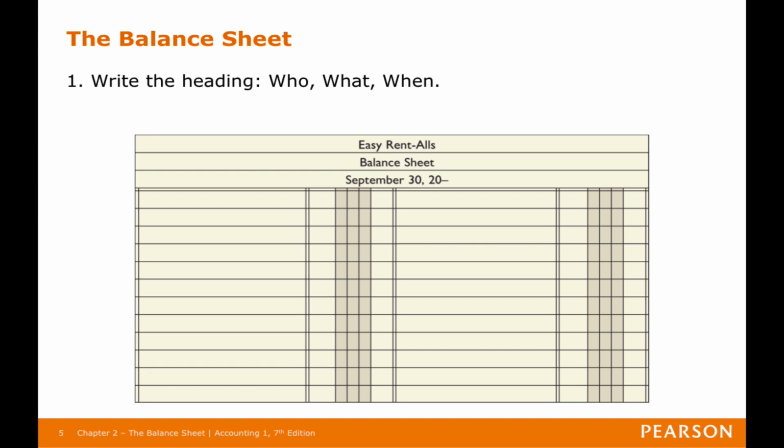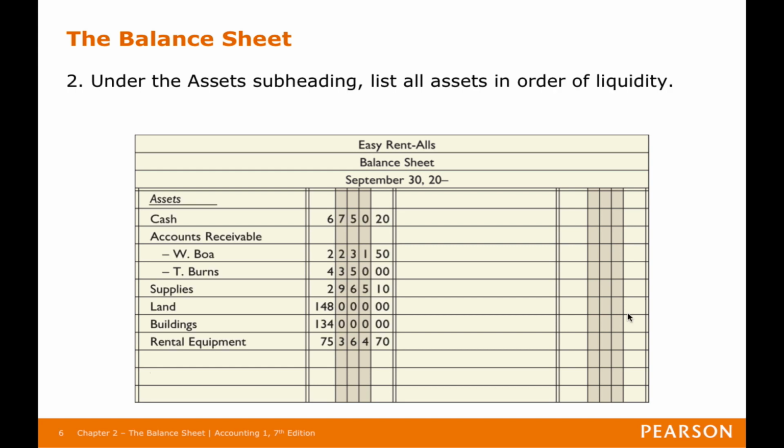Remember that a balance sheet shows the financial position of an organization at a specific point in time. In other words, it shows the assets, liabilities, and owner's equity of a company at a specific point in time. And in this case, that point in time is September 30th. Once we've finished writing out our heading, we can begin to fill in the rest of the balance sheet. And we're going to start with assets on the left side of the sheet.